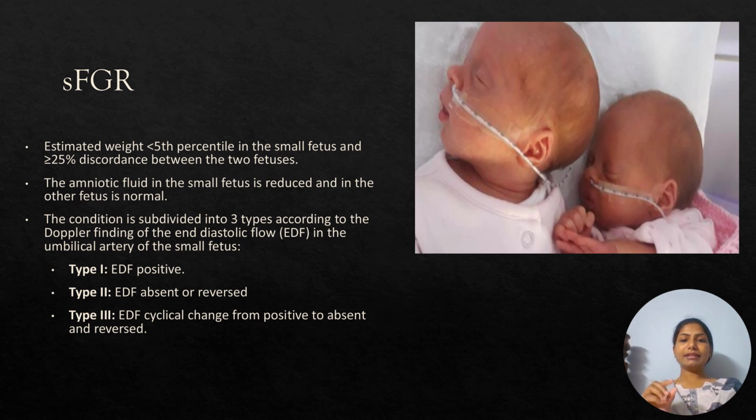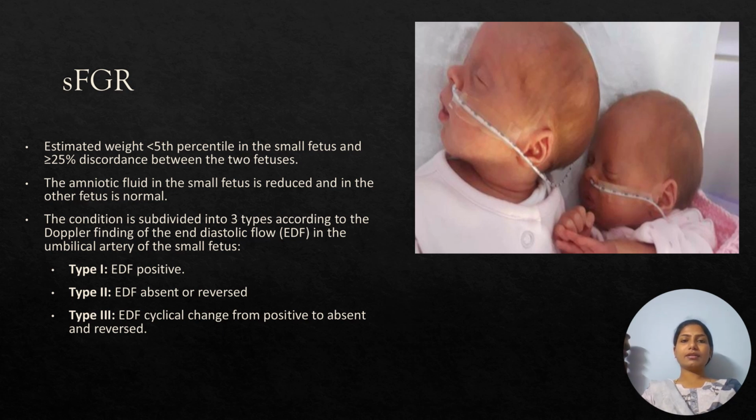In type 1, the end diastolic flow is still present. In type 2, it is absent or reversed. And in type 3, there is a cyclical change between positive and negative, that is, absence and presence of end diastolic flow. So based on this, we have to do serial monitoring of Doppler either weekly or bi-weekly and see if there is any reversal in the ductus venosus.